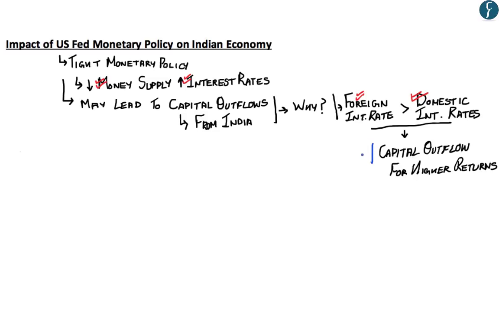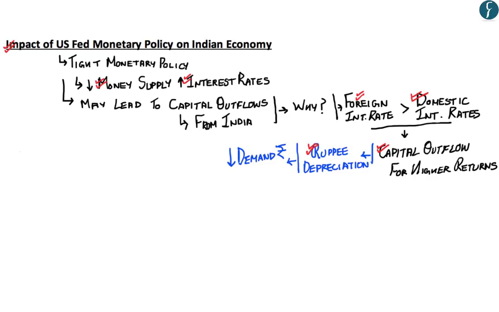Now, these capital outflows would lead to a rupee depreciation. Now, this is because the demand for rupee has decreased in the foreign exchange markets compared to the dollar. Hence, rupee will depreciate. Now, hopefully, you also understand how capital outflows might lead to a rupee depreciation. So, hopefully, you have understood the impact of the US federal monetary policy on the Indian economy.